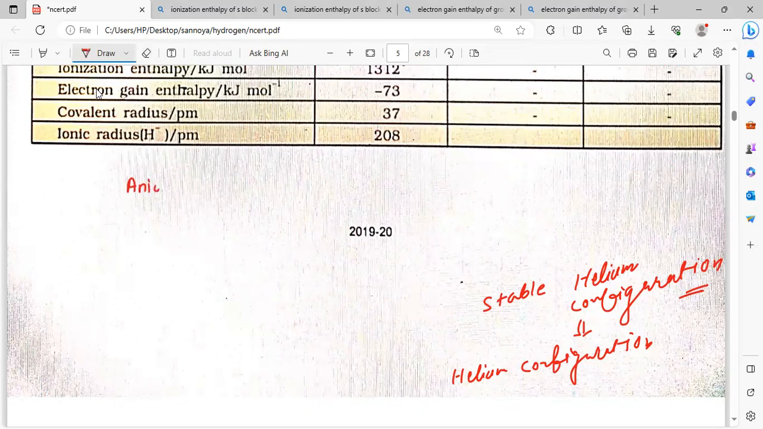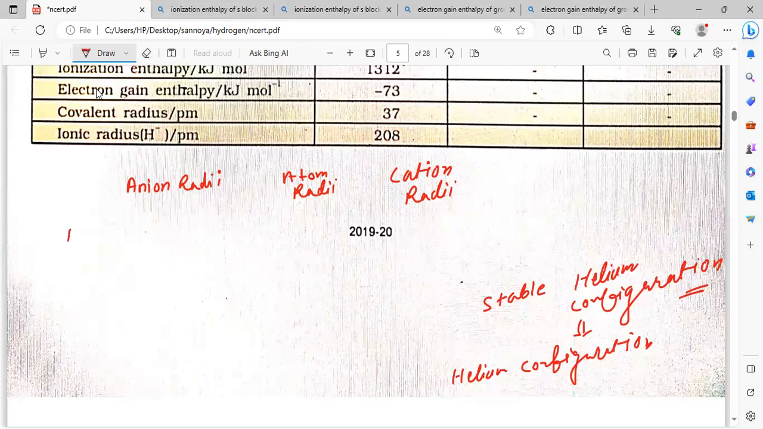See, anion radii, then atomic radii, then cation radii, of the same atom. We are talking about the same atom, right? So the same atom is there, so the proton, the positive charge, will be same, and this is also same. Negative charge: anion will have more negative charge, more electrons, atom has electrons equal to the protons, and cation has fewer electrons.